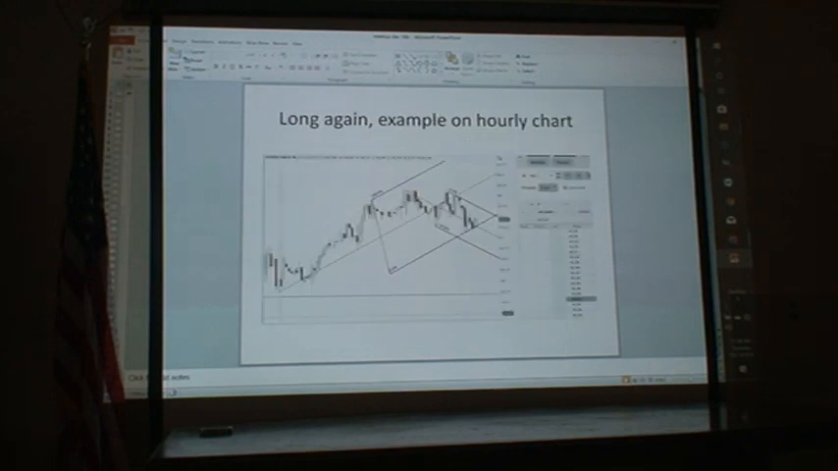Okay. Here's long again, an example on an hourly chart. So on the other chart here, we were showing that short over here. And so we go down to the median line area, to the lower parallel, and up again on an hourly chart. This shows the long position.